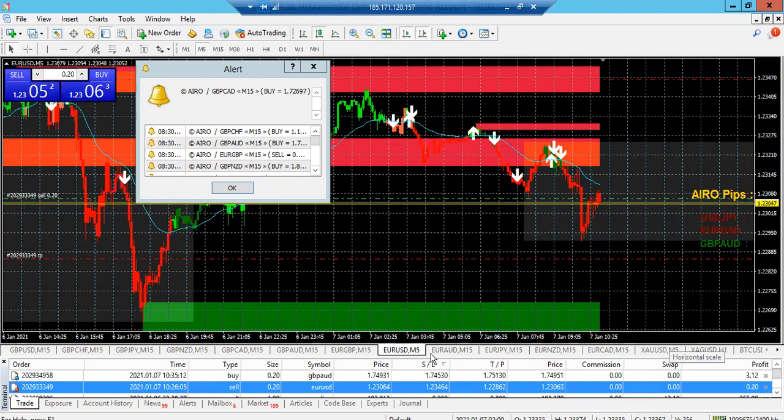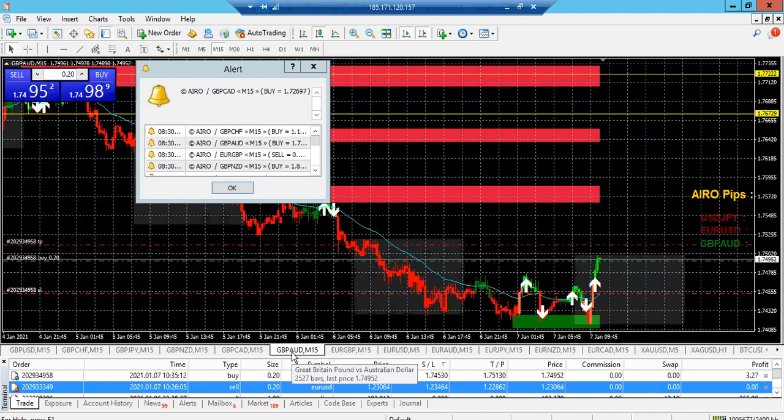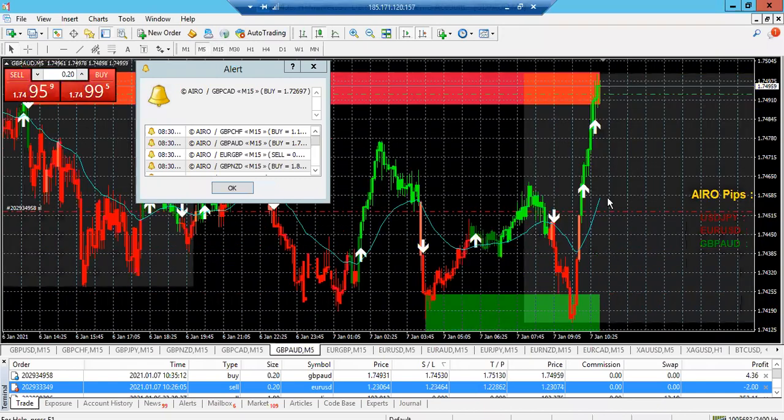I think GBPUSD has started pushing. It's meant to push. It's meant to break this zone. It's meant to break this 5 minutes resistance.